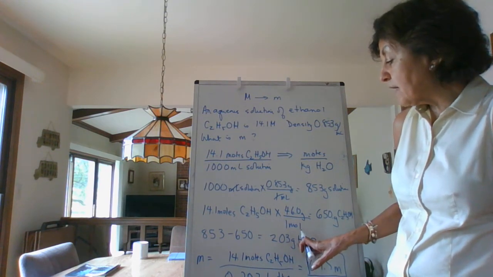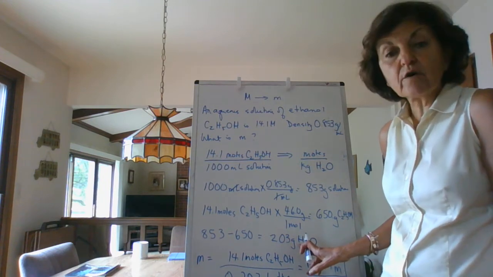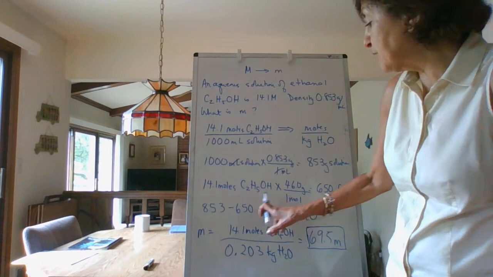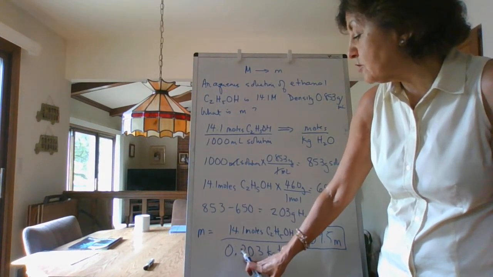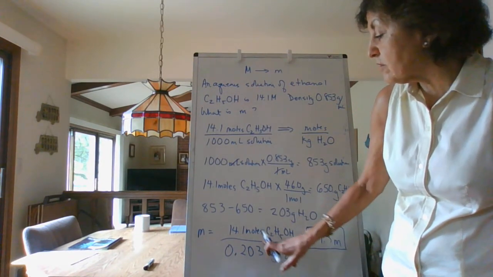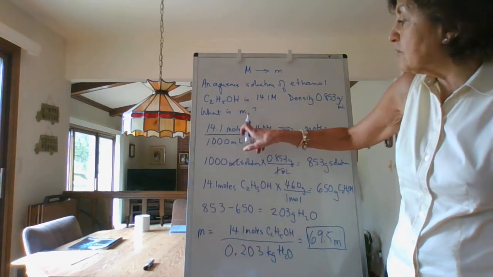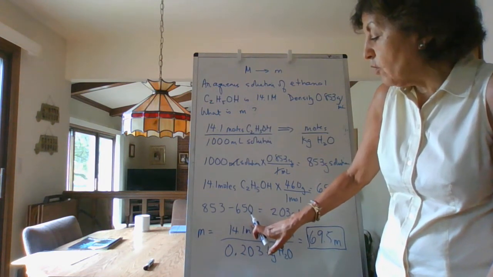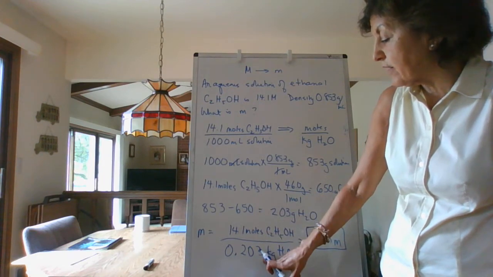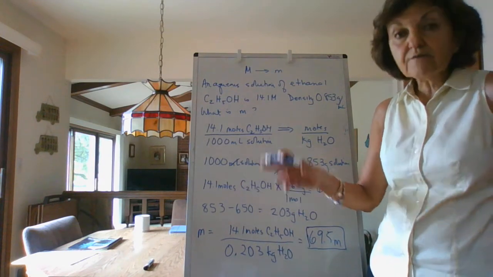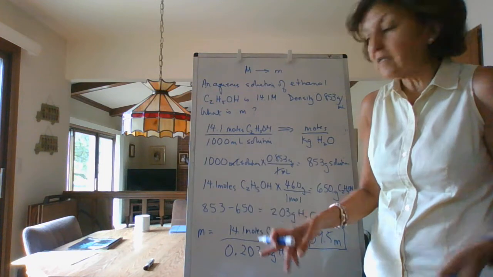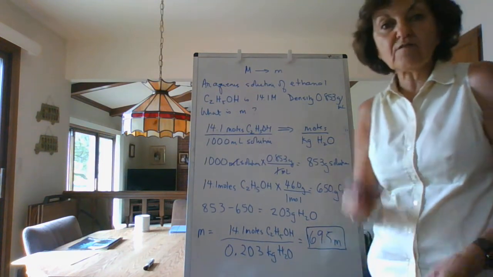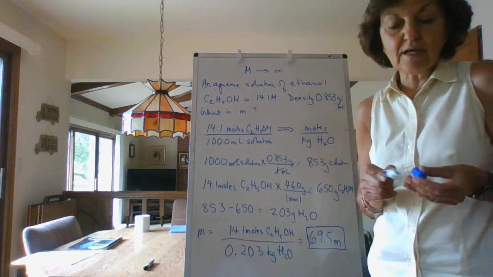All I have to do now is convert the grams of water to kilograms of water. Move the decimal 3 places. So now I have 0.203 kilograms of water. I have the 14.1 moles of ethanol that we had right at the beginning. We just throw that here. Moles of solute over kilograms of solvent, boom, we've got our molality. So do the math and you end up with 69.5 molal, lowercase m.